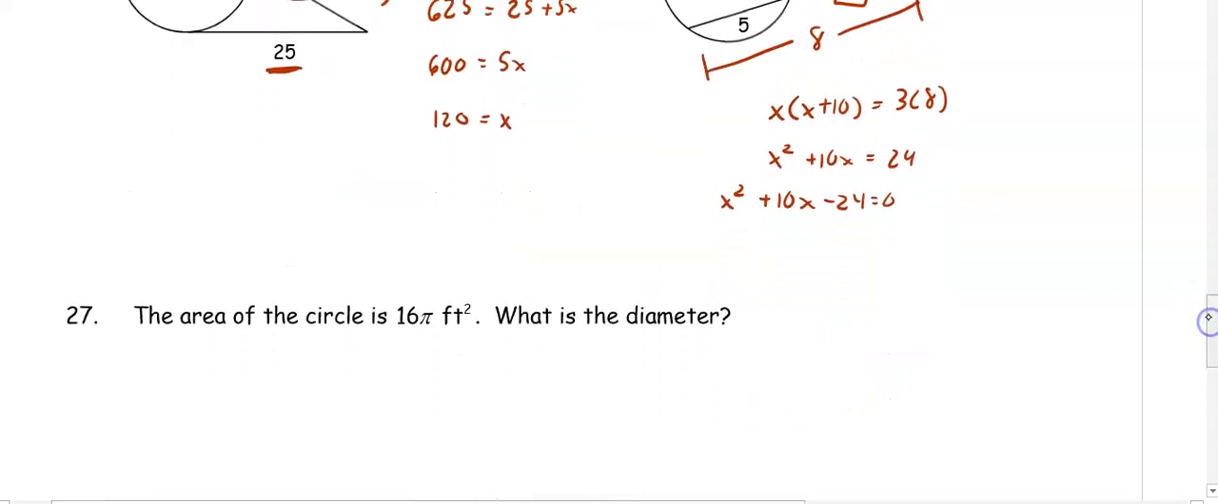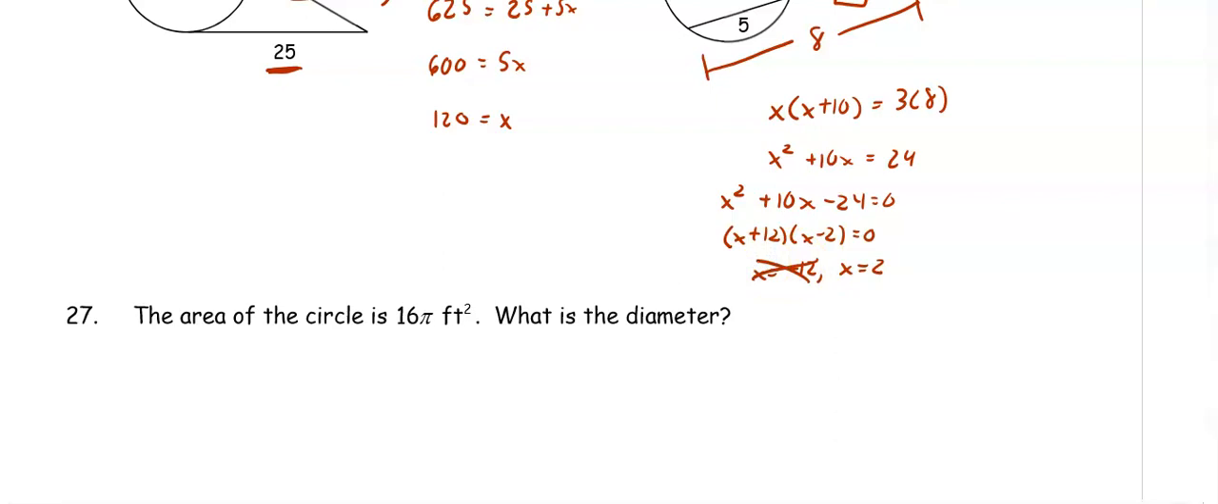So we need two numbers that multiply to negative 24 and add to 10. We have x plus 12 and x minus 2 equals 0. So x equals negative 12 and x equals 2. Negative 12 is not possible because we can't have a negative side length.